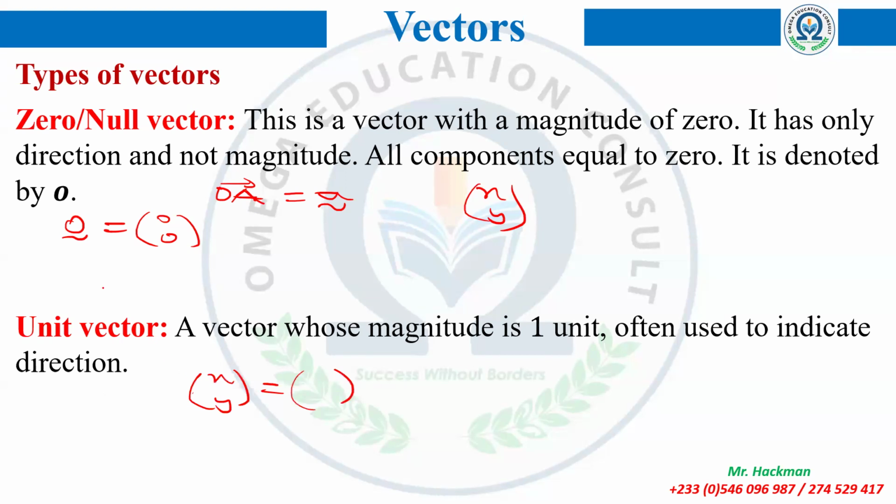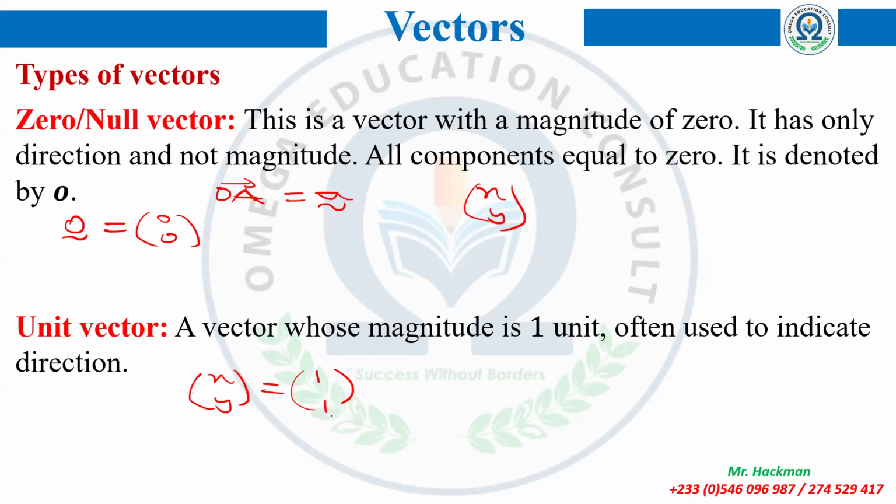For 0, we said it will be 0, 0. So for 1, the unit, what do you think it will be? 1, 1. Ah, you are caught in the web. Please take note, it will not be 1, 1. Let's see why it is not 1, 1. Then I will tell you the right one.